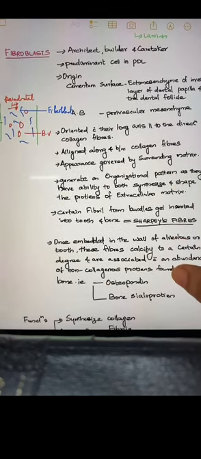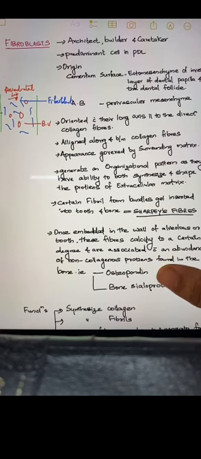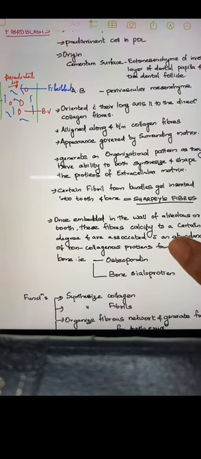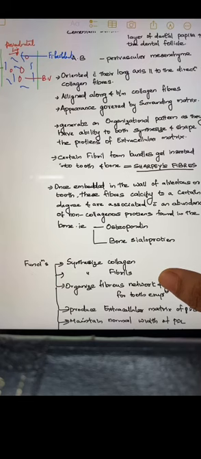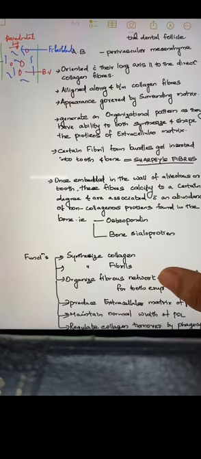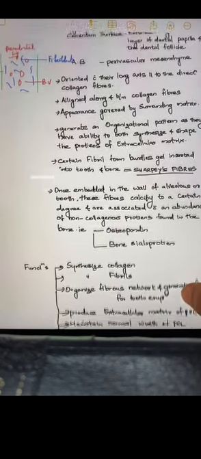These fibroblasts generate an organizational pattern as they have the ability to both synthesize and shape the proteins of the extracellular matrix. Certain fibril bundles get inserted into the tooth and the bone, which is known as Sharpey's fibers. Once embedded in the wall of the alveolus or tooth, these fibers calcify to a certain degree and are associated with an abundance of non-collagenous proteins found in bone, such as osteopontin and bone sialoprotein.